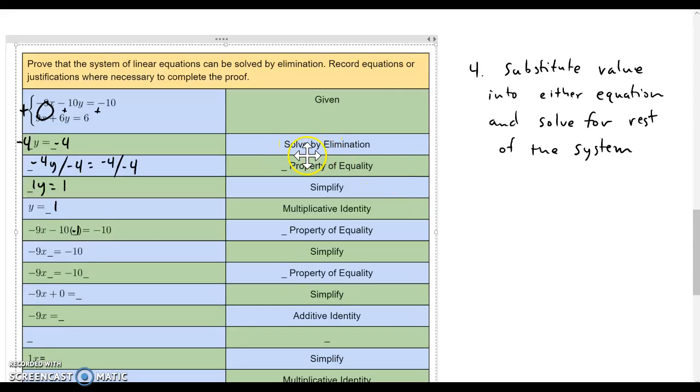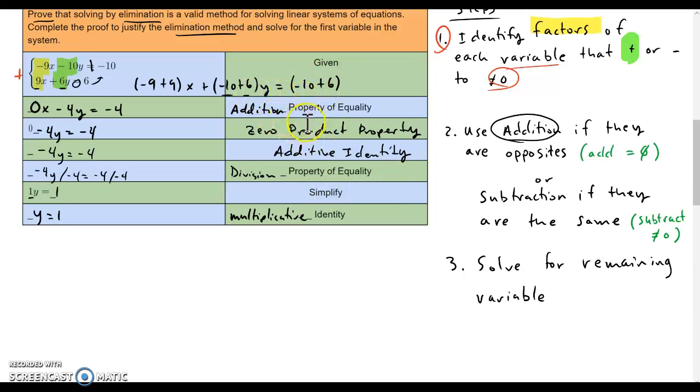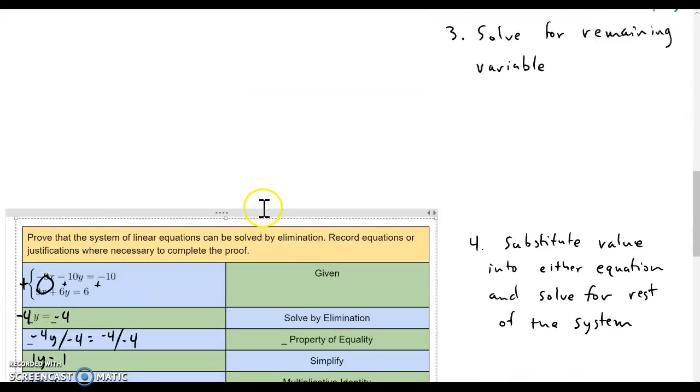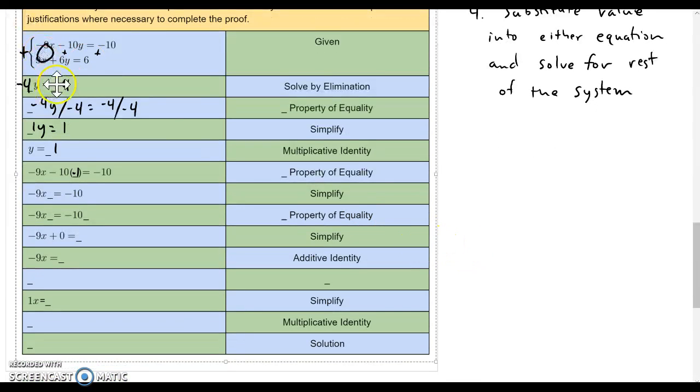You can see this justification says solve by elimination. So here we're proving that the method works, the elimination method. We're proving why. We're using all these identities and properties. Here, we don't have to prove that anymore because it's assumed. It's like, guys, the elimination method works. We don't have to prove that. So you can see that I've already filled in where we left off. We left off where y equals 1. We added, we simplified, we divided, and we got y equals 1.